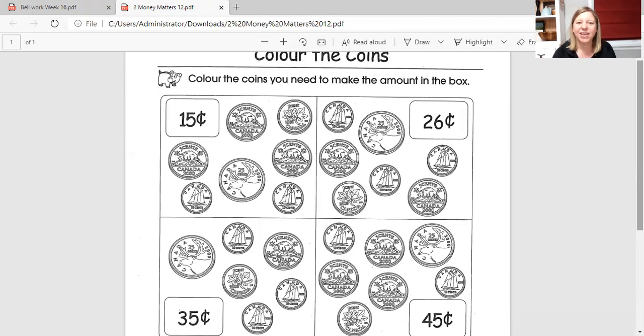On the first box, I see 3 ways that you can make the price of 15 cents. Make sure that you are using your money mat to help you remember how much each coin is worth. Also, on this page, it shows what each coin's value is. If you look very, very carefully, it's printed small.